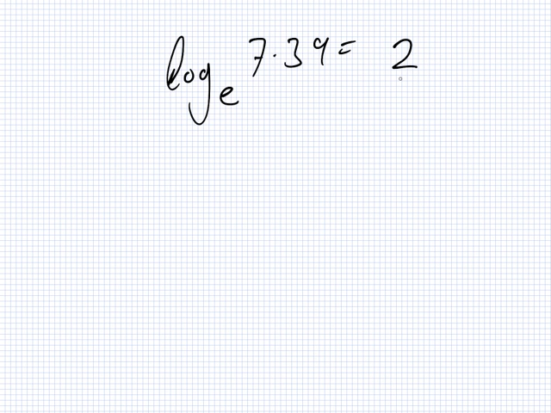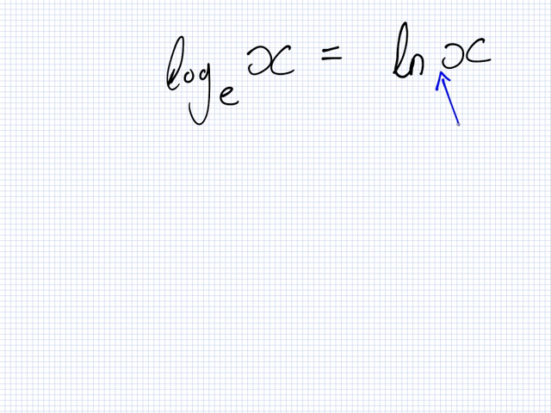So just like yesterday, using e is important. So important that when we have something like this, it's given its own special name. We call it the natural log, and we write it as ln of x. So when you don't see a base, the base is actually e.